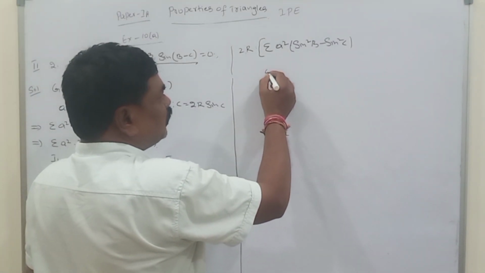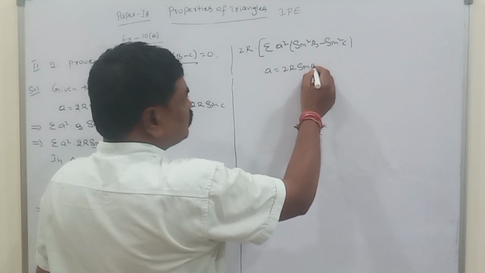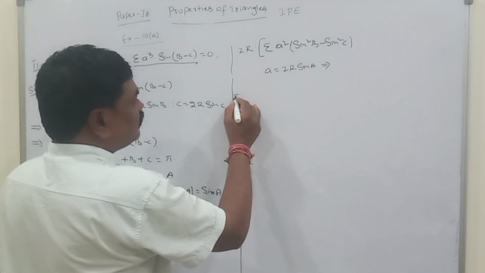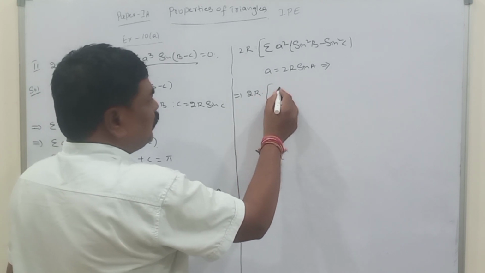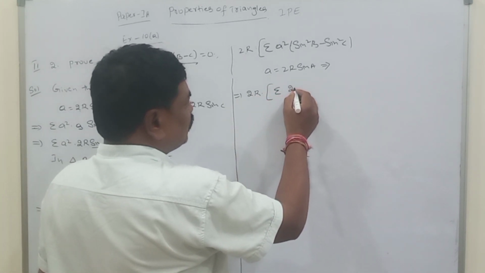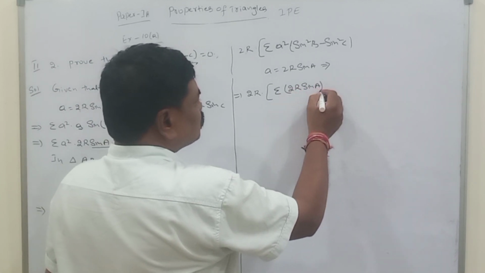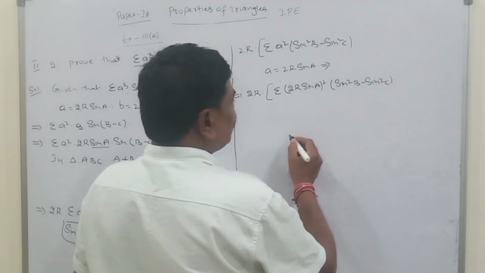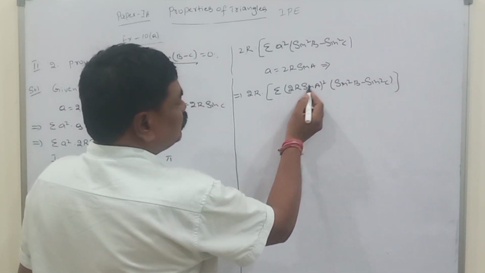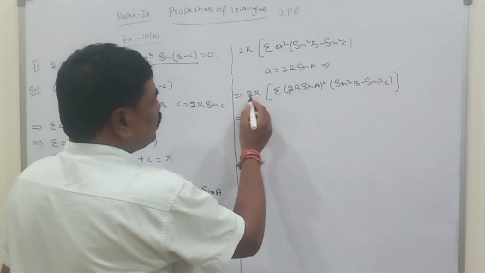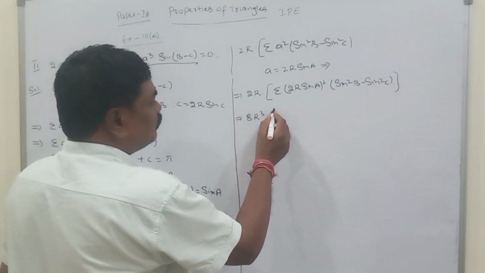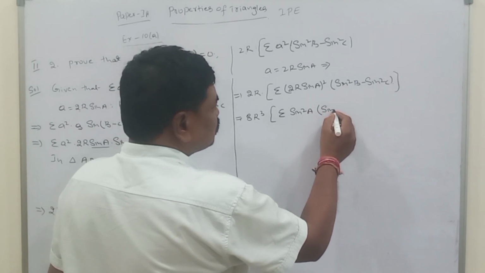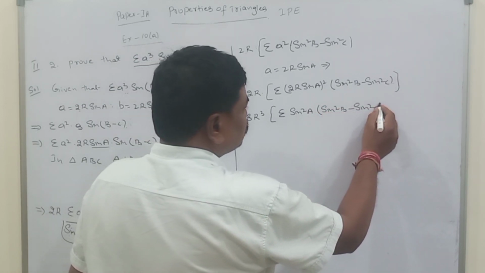But a is equal to what? a is equal to 2R sin A, which implies it can be written as 2R sin A. This implies 2R into sigma a square, this is 2R sin A whole square into sin square B minus sin square C. And 2R whole square is 4R square. 4R square into 2R, 8R cube into sigma sin square A of sin square B minus sin square C is there.